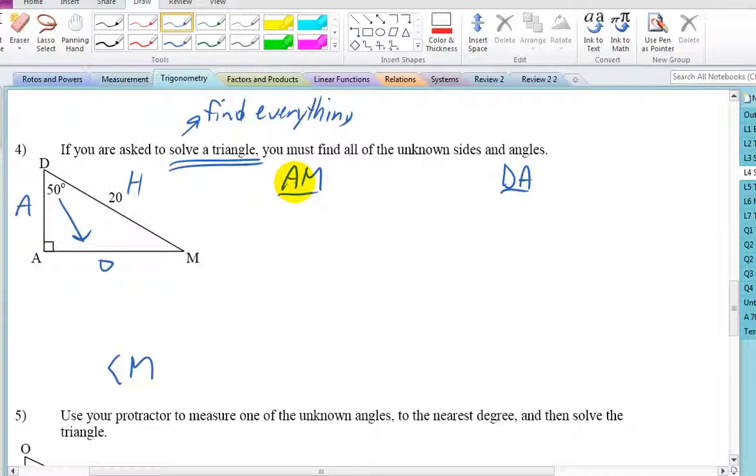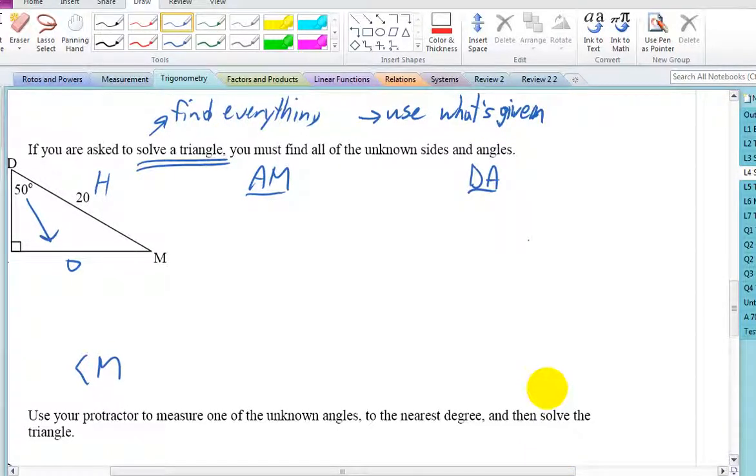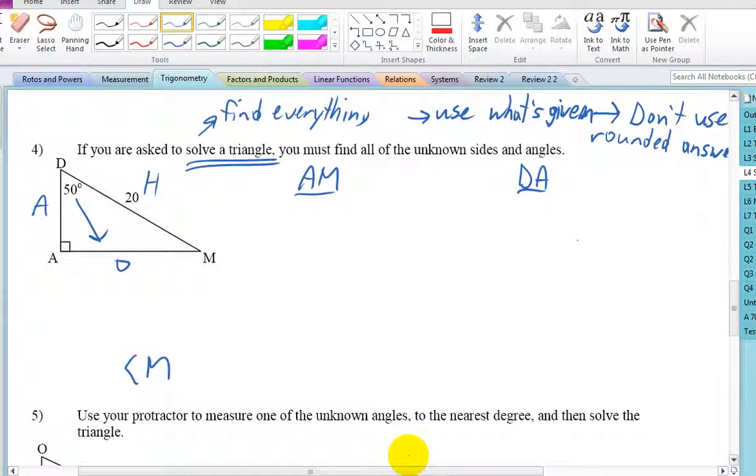Don't need to at all. So what we want to use is what's given. We always want to try and use 50 and 20 to find everything else. The reason why is you don't want to use rounded answers. You can use the exact answer, but then you have all these decimals. But don't use rounded answers. You'll get incorrect answers. That's why we always try and use 50 degrees and 20.